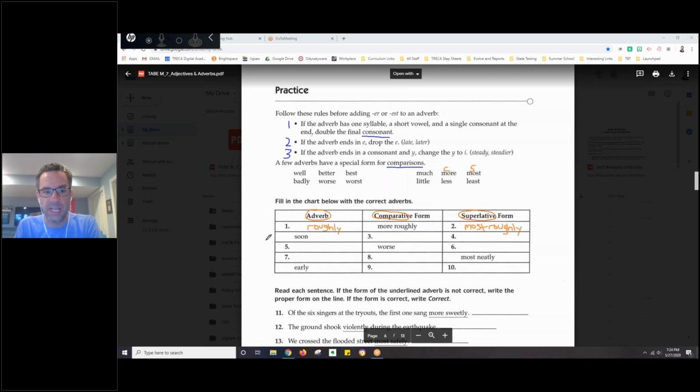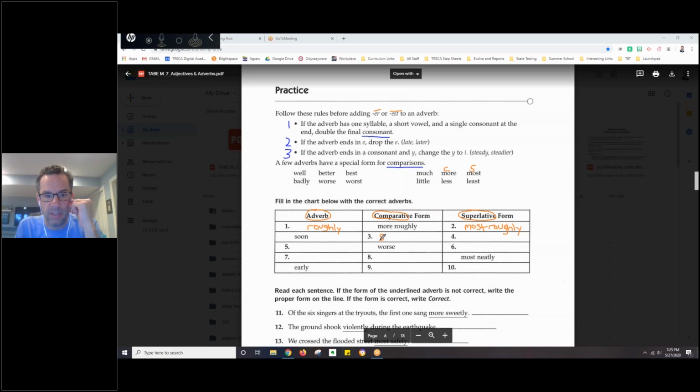In the second line, they give you the adverb, so now you have to come up with a comparative form and superlative form. It says in the rule, if the adverb ends in E, drop the E. That doesn't apply. If it ends in a consonant and a Y, change the Y to I. That doesn't apply. The adverb has one syllable, a short vowel, and a single consonant, double the final consonant. That probably is what we are talking about, and we're going to add ER or EST.